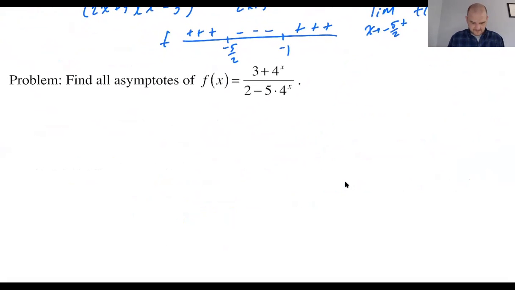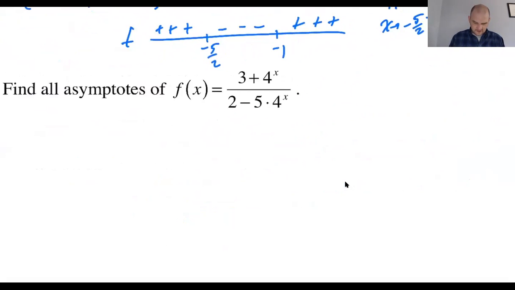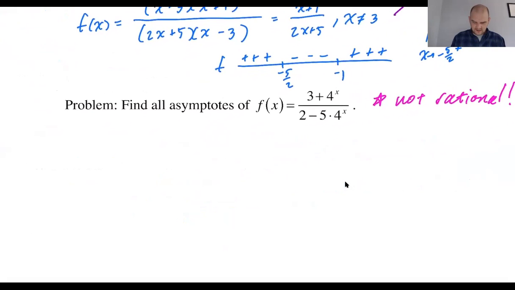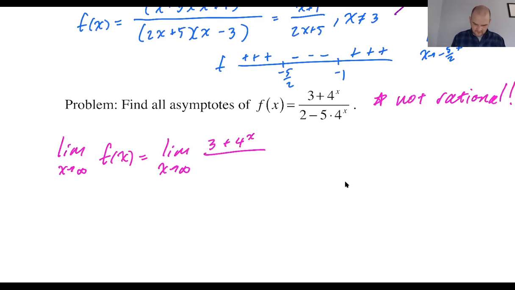All right, so let's see. This is not a rational function. So we have to go to infinity and -infinity. Not rational. So your first thought should always be, is it rational? Because that's less work. This is not rational, so we have to go both directions. So here we go. The limit as x approaches infinity of f of x is the limit as x approaches infinity of 3 plus 4 to the x over 2 minus 5 times 4 to the x.